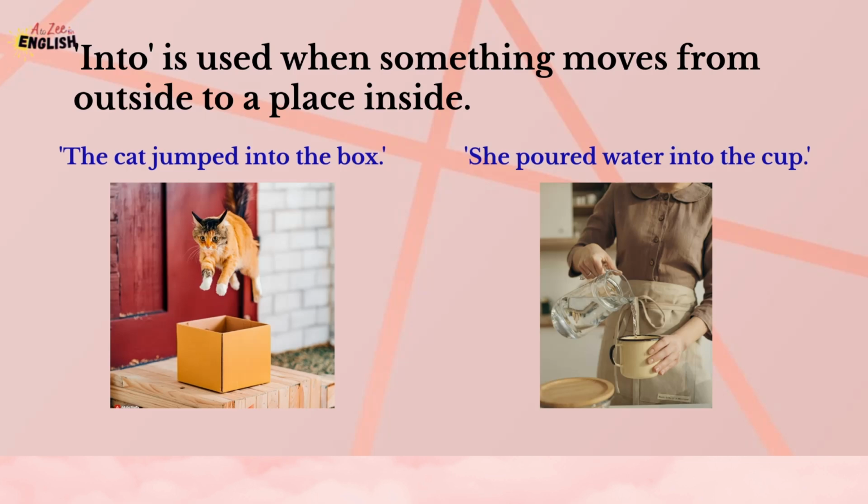For example, the cat jumped into the box. Here the preposition into indicates the direction of movement towards the inside of a box. It shows that the cat moved from outside the box to inside the box by jumping.